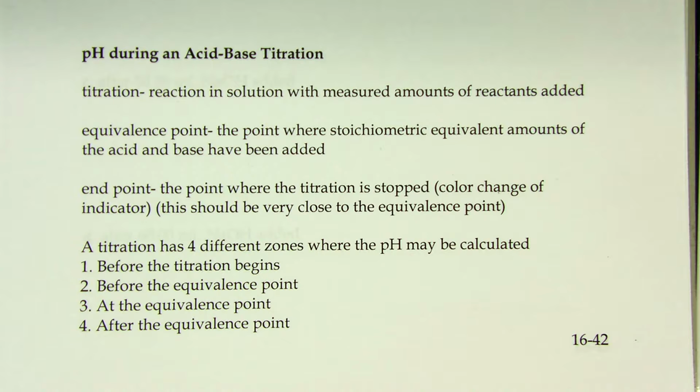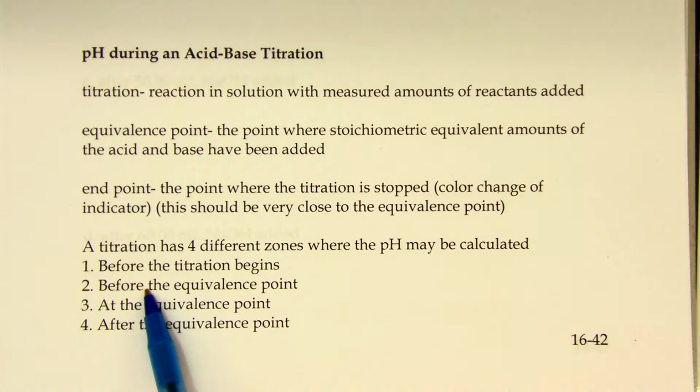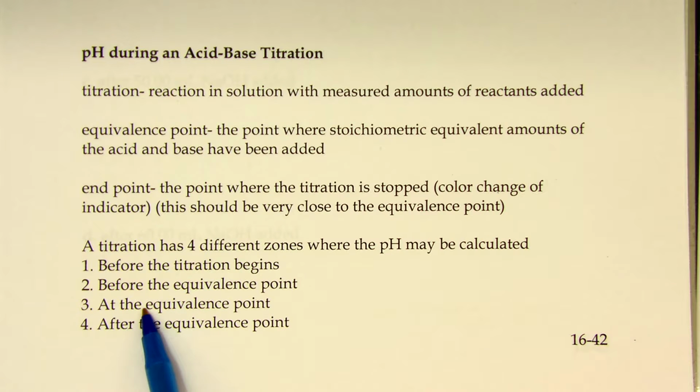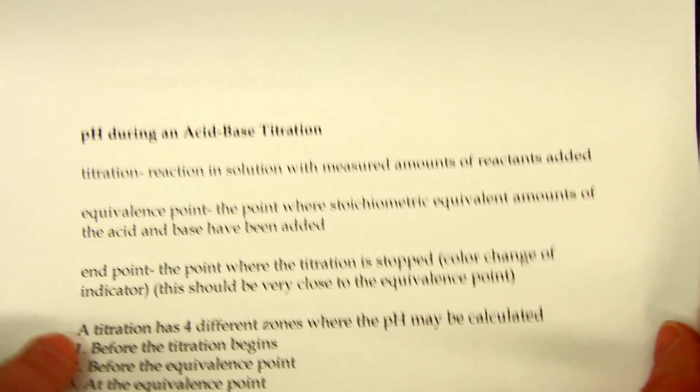So a titration has 4 different zones. We put something in the Erlenmeyer flask, and we can calculate the pH of what's in the flask before we start titrating. Then we titrate, and we reach the equivalence point. Then if we keep dumping in titrant, we go beyond the equivalence point. And we can figure out the pH at any of those positions.